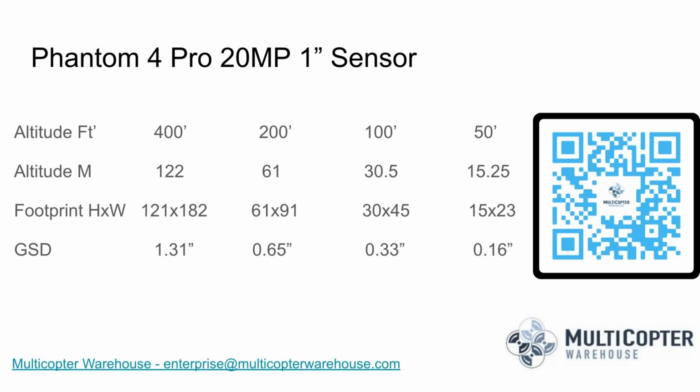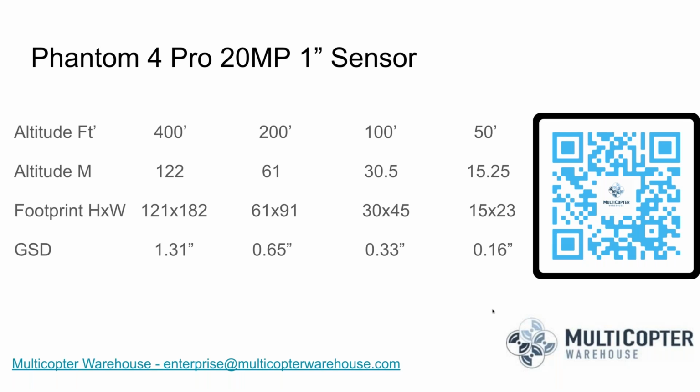We have a few examples here on the screen. Using a Phantom 4 Pro, 20 megapixel, 1-inch sensor, if you're flying at 400 feet, that would be the same as 122 meters. You'll end up with an image footprint of 121 meters by 182, and a ground sampling distance of about 1.3 inches. If you're flying at 100 feet, or an altitude of roughly 30.5 meters, you get an image footprint of 30 by 45 meters, or a ground sampling distance of 1/3 of an inch, or right about 1 centimeter. This gives you an idea of what different altitudes will produce in terms of the corresponding ground sampling distance you might be looking for.